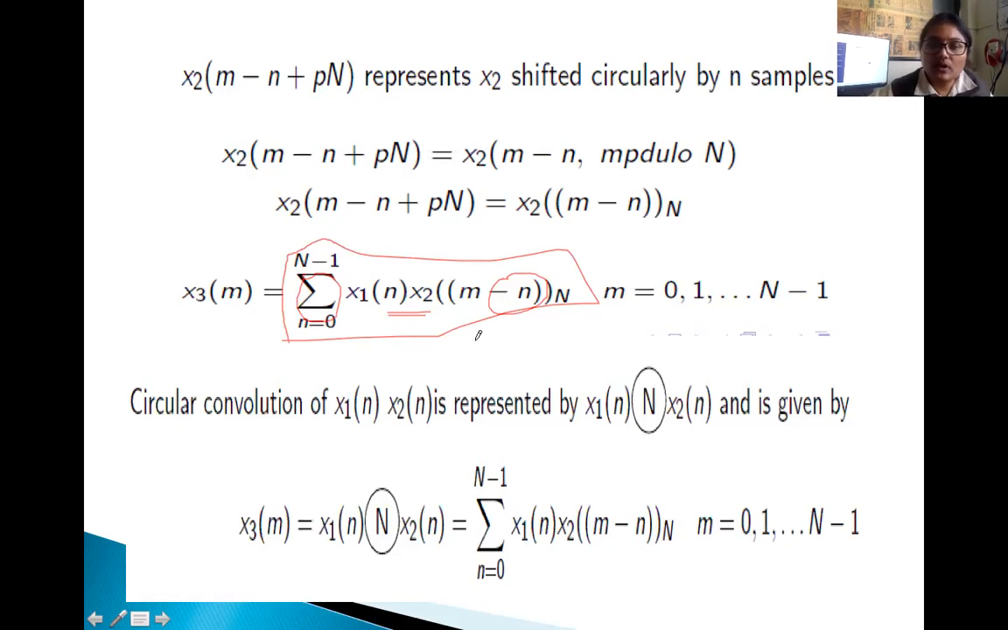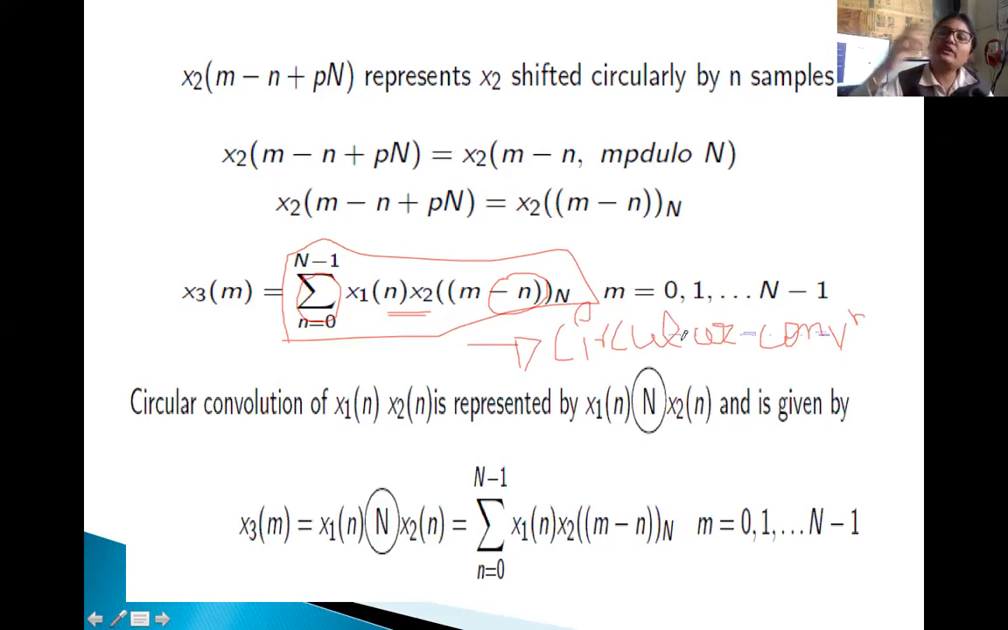As we have represented the second sequence with modulo n, this convolution is called a circular convolution, as we have used here the circular shift. This is a very important property of DFT, that when we perform multiplication of two DFT sequences, ultimately in the time domain we will be performing a circular convolution operation.